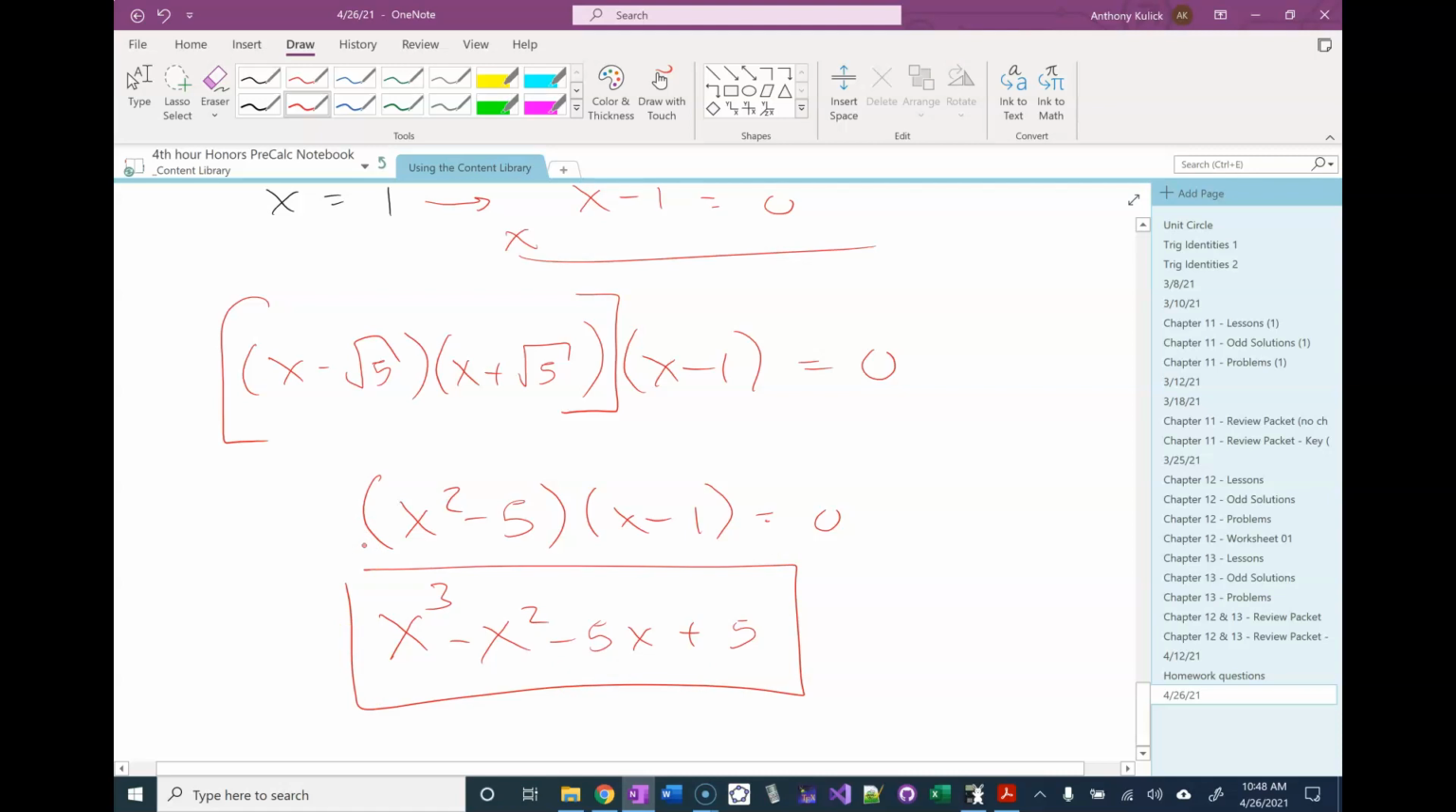Keith, when you say find all zeros, are you looking for every zero, real and imaginary? Do you want the whole big list, or just the ones that are there? The big list is the possible rational zeros. When I say find all the zeros, I mean the actual zeros for that function.